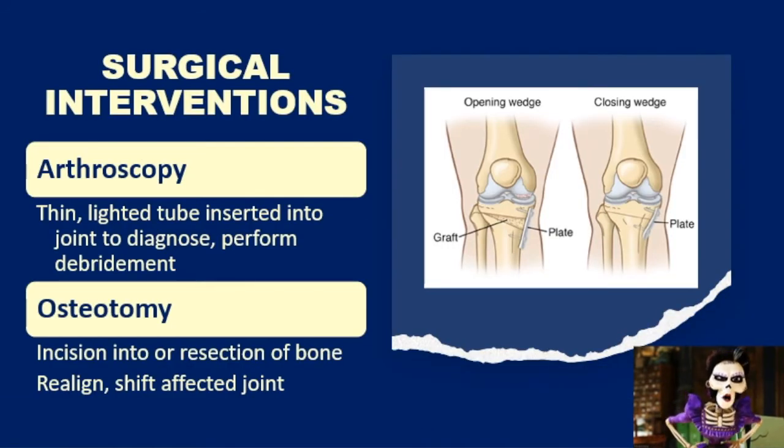Now, what are the possible surgical interventions that can be done for this patient? One, class, is arthroscopy. When I say arthroscopy, a thin lighted tube would be inserted into the joint with the purpose of diagnosing and performing debridement. Now, your osteotomy. For osteotomy, class, as the term implies, there will be a removal: an incision into or resection of the bone to realign or to shift the affected joint. So that's what's done in osteotomy, probably removal of your affected part.